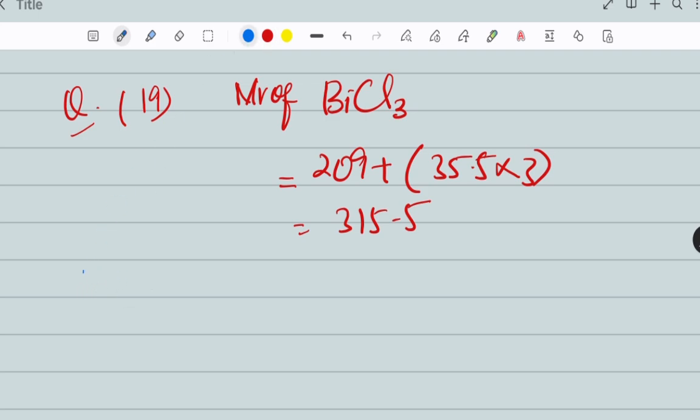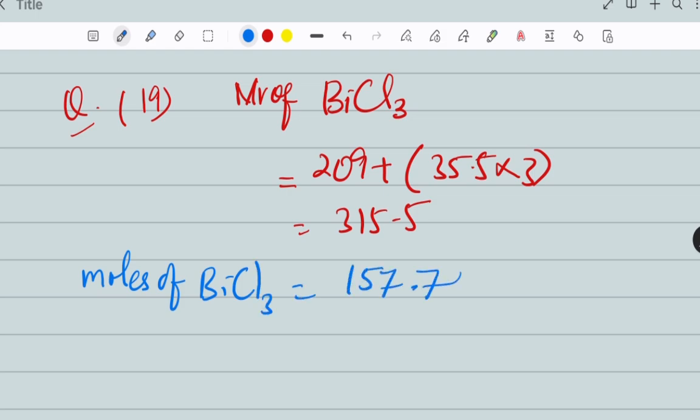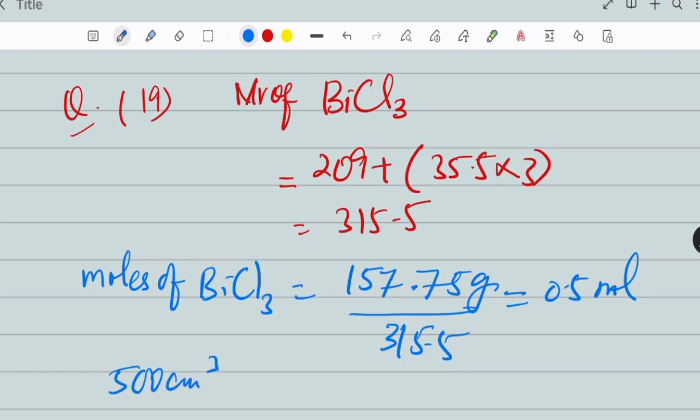In the second step, we have to calculate the moles of BiCl3. The mass given to us is 157.75 gram, divided by its Mr 315.5. The answer will be 0.5 mole. In the second part, for 500 centimeter cube we have to calculate the concentration. The volume given to us is 500 centimeter cube, converted to decimeter cube by dividing by 1000. The answer will be 0.5 decimeter cube.